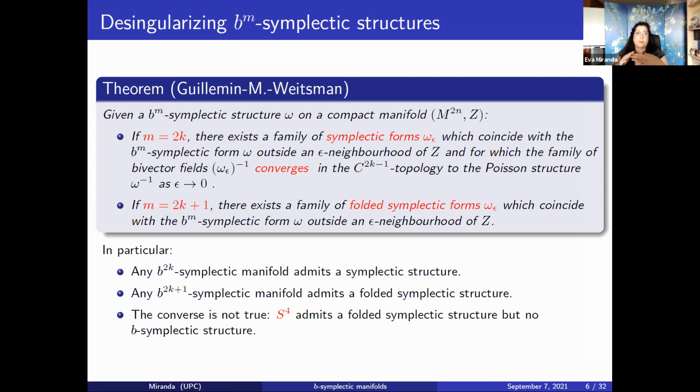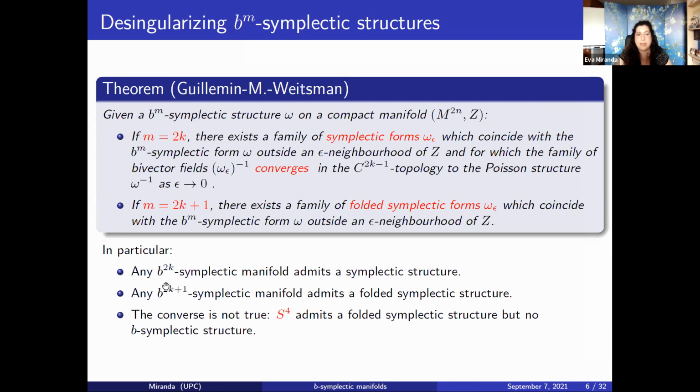When you go through the critical set, you have a change of orientation of the area form. That's why a b-symplectic form cannot be desingularized as a symplectic structure, but it can be desingularized as a folded structure. And this change of sign is what gives you, in this case, this obstruction to having this desingularization. In particular, let me add to the obstruction theory that we already discussed the following fact.